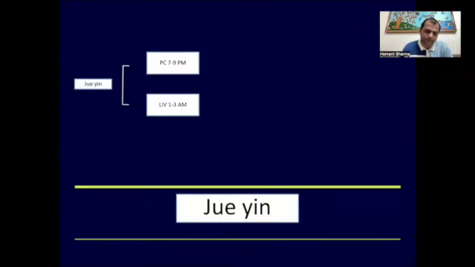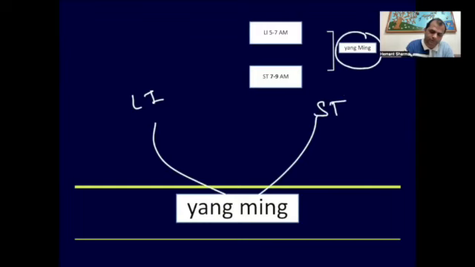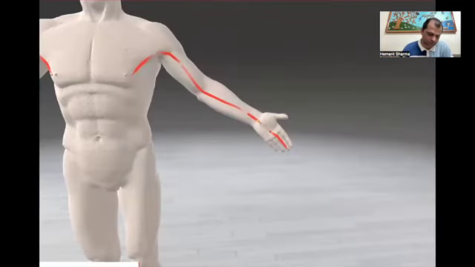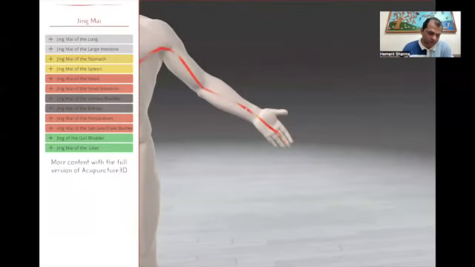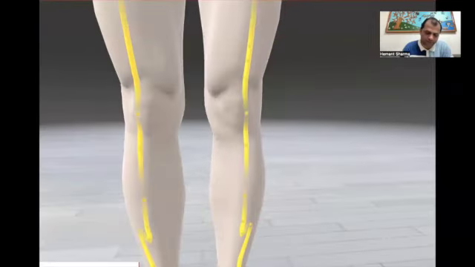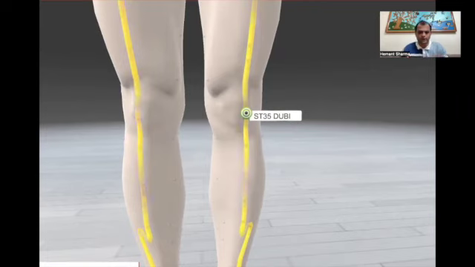In the same way, if the person is having a problem in the Yang Ming, the meaning of Yang Ming is large intestine and stomach. So the person is telling you, I am having pain in the knee in the stomach meridian. Who will treat? Large intestine will treat. Let's see in this image. This is a very common problem. The person is suffering with knee pains, many times in the front side of the knee. Where to treat? We will treat in the large intestine.